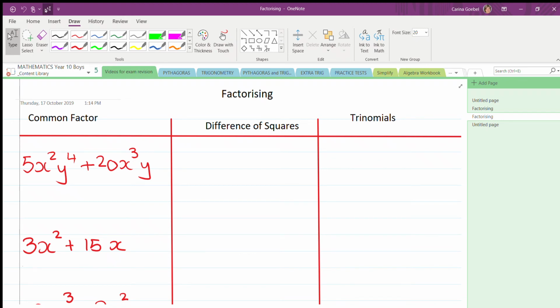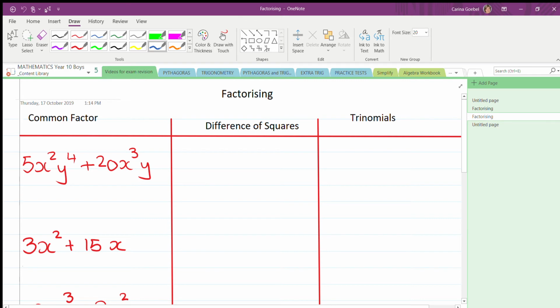Hey guys, we're going to look at factorizing. We're going to look at common factor, difference of squares, and trinomials. However, whether you're doing difference of squares, trinomials, or common factor, the first thing you should always be doing is looking to see if there is a common factor in your expression, which we can see in this case there is.